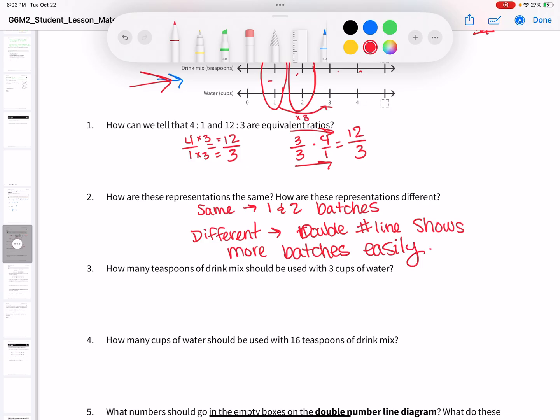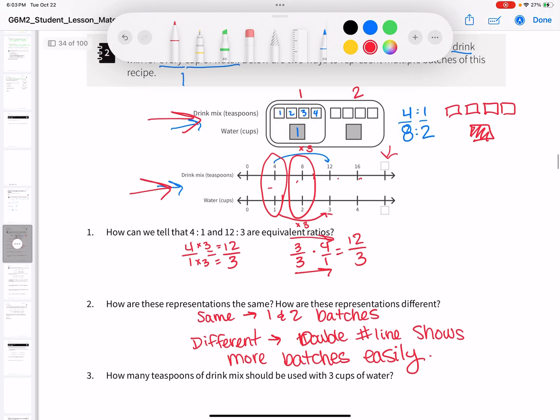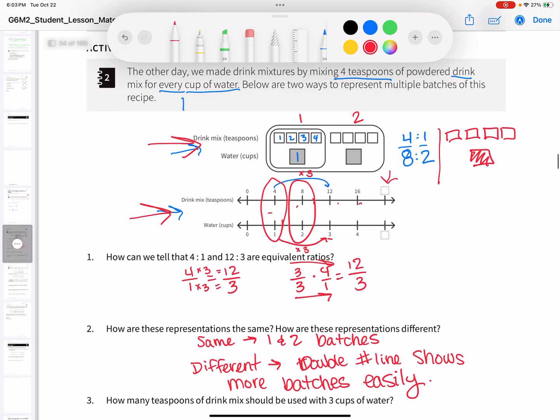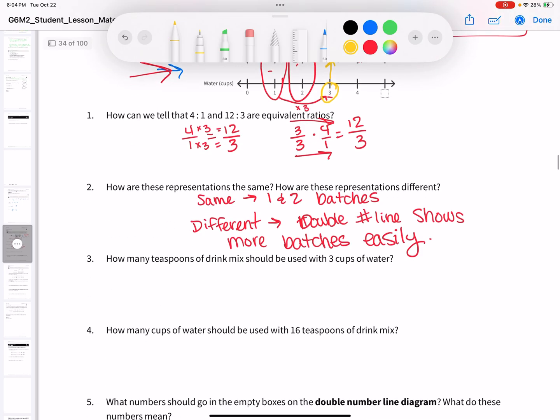All right, how many teaspoons of drink mix should be used with 3 cups of water? Now, I've just added a 3rd batch over here, and that would get us 1, 2, 3 batches, or 3 cups of water. But if I didn't have that, I couldn't have done that. I would have to draw it. On a double number line, I can say, oh, here's 3 cups of water. How many teaspoons is that? Oh, look, it's 12. So this is 12 teaspoons.